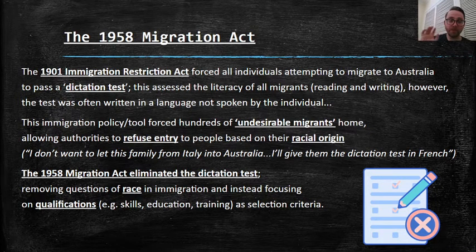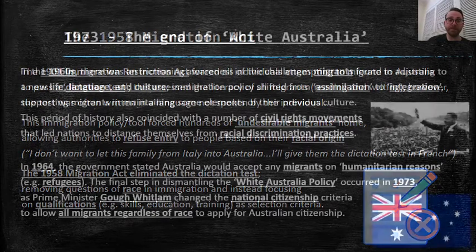So before the Migration Act, it was this dictation test, 1958. We got rid of that. Race is removed as a question in immigration. Now it's all about the skills to pay the bills.